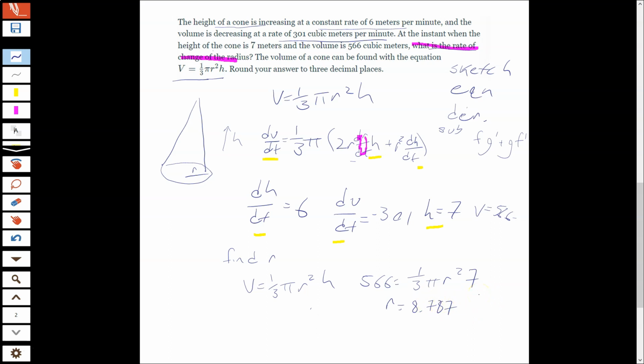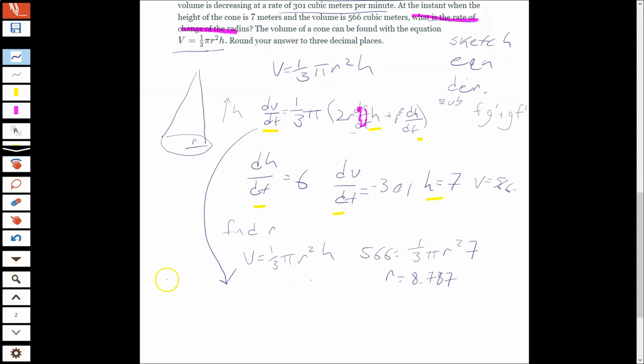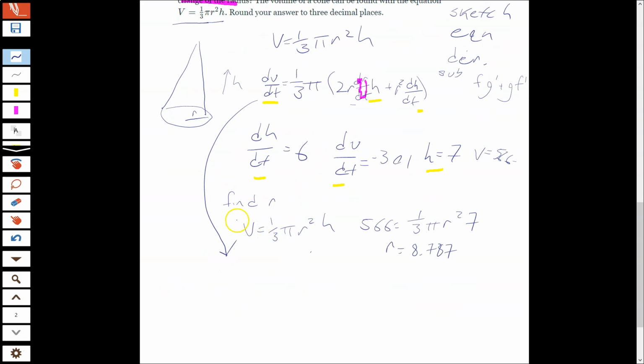Okay, so I solved for r, and now I have everything that I need to start making my substitutions. So dv dt, we're going to go just straight across. dv dt is negative 301. 1/3 pi is just numbers, right? 2r is 2 times 8.787. dr dt is what we're trying to find, so we're leaving that in.